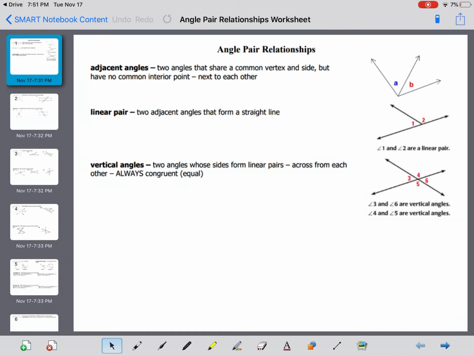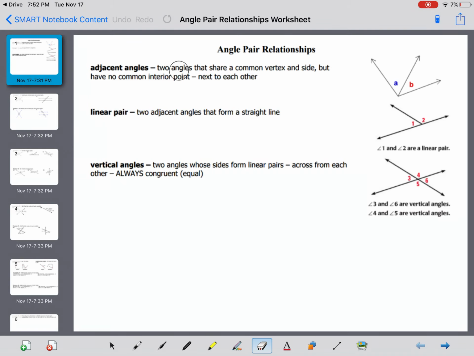Hey everybody, this is the video for angle pair relationships, the worksheet, as part of our section 1.5 in our geometry curriculum. First thing I just wanted us to look at and recap is adjacent angles, linear pairs, and vertical angles. We've been working with these for the past week or so, and we should know how these relationships and angle pairs appear in our graphics.